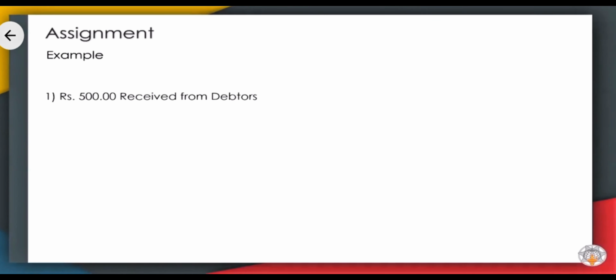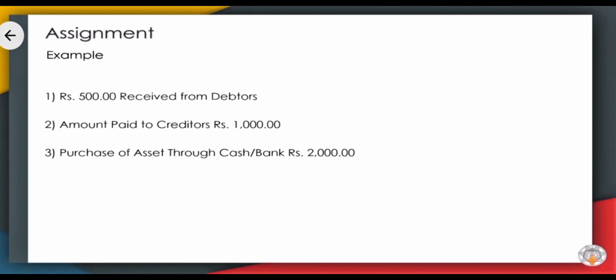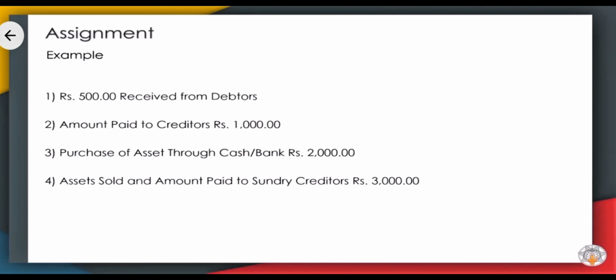Assignment. Example, rupees 500 received from debtors. Amount paid to creditors rupees 1000. Purchase of asset through cash or bank rupees 2000. Assets sold and amount paid to sundry creditors rupees 3000. Classify these transactions as per the above table.